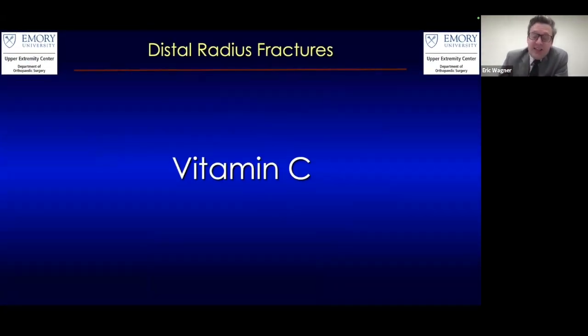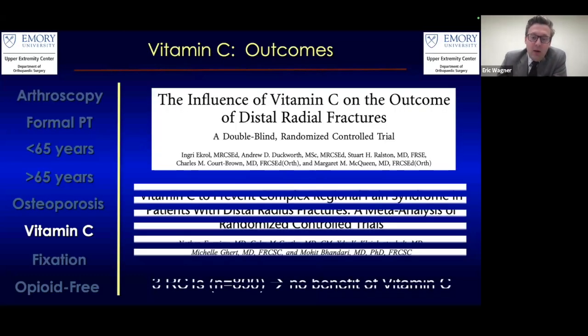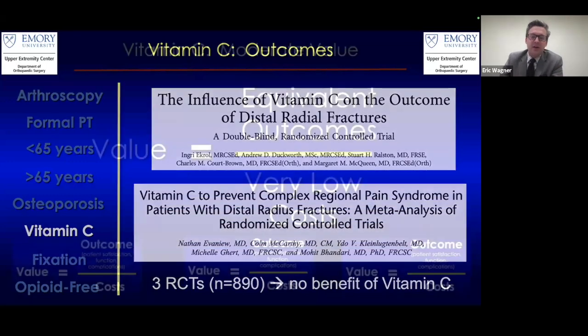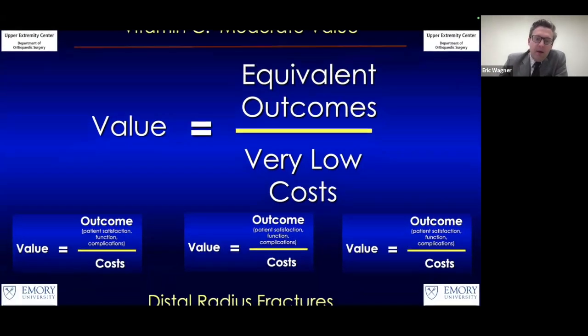All right, so vitamin C, this is something that's interesting. It's something that I was taught as a resident that you give to every single distal radius fracture because it helps. However, now there are 3 randomized controlled trials showing that there's no benefit to vitamin C. And in general, although it's very, very inexpensive, it has equivalent outcomes. And I don't think you can anymore say it's going to prevent your CRPS.